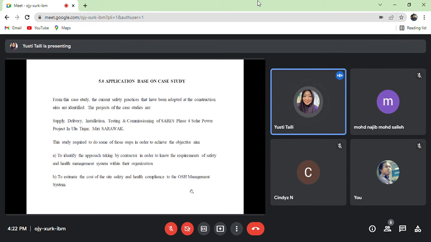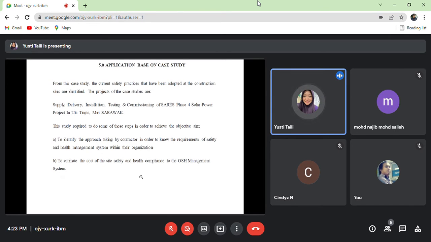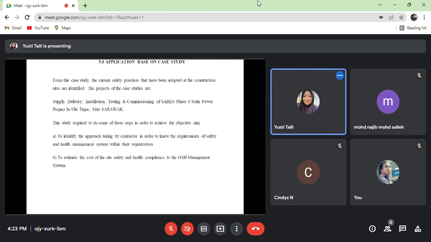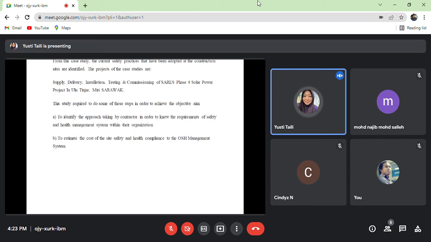Okay, for the application based on a case study, we selected one project located in Sarawak. The title of the project is Supply, Delivery, Installation, Testing and Commissioning of Sares Phase 4 Solar Power Project in Ulu Tinjar, Miri, Sarawak. The study required some steps in order to achieve the objective. First, to identify the approach taken by the contractor to know the requirements of the safety and health management system within their organization. And second, to estimate the cost of the site safety, health and compliance, the OSH management system.